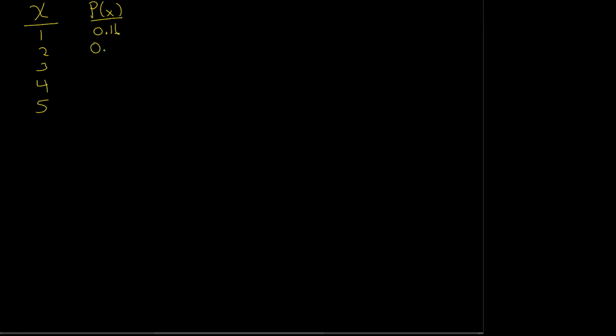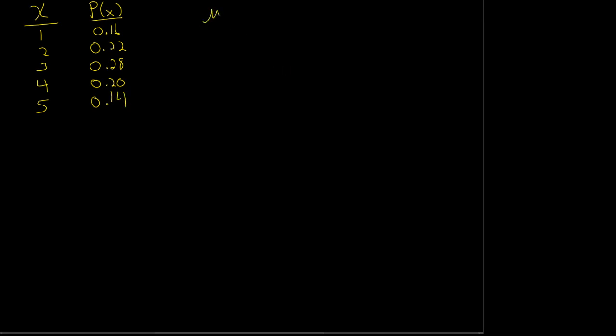So we had 1 with a probability of 0.16. We had 2 with a probability of 0.22. We had 3 with a probability of 0.28. We had 4 with a probability of 0.20. And we had 5 with a probability of 0.14. And so this was our probability distribution.